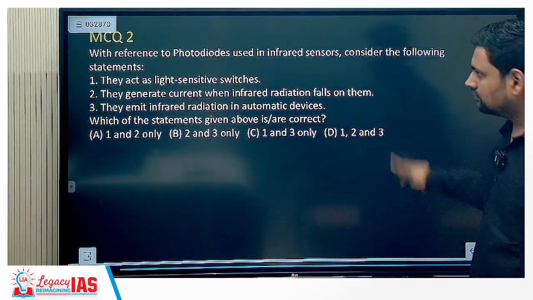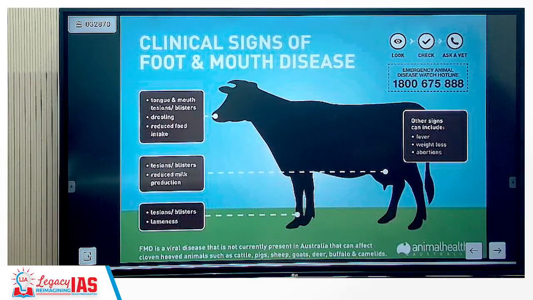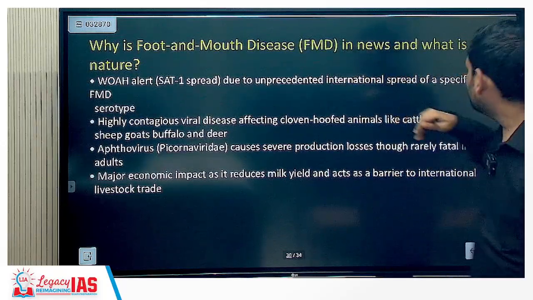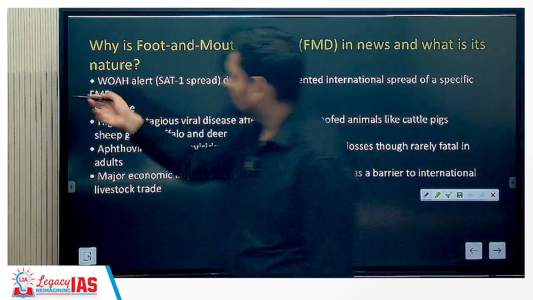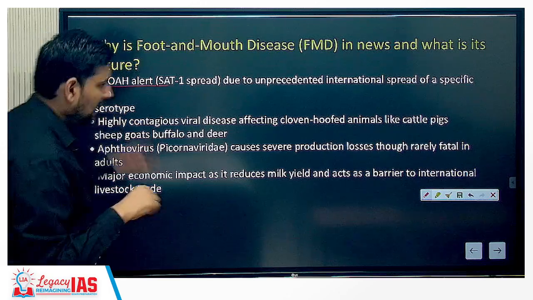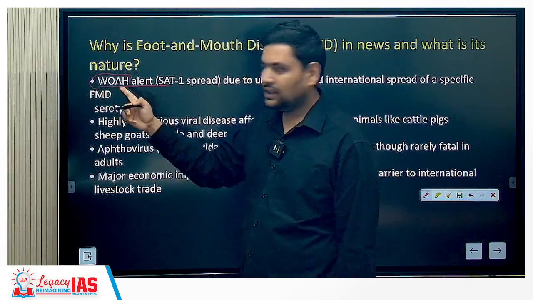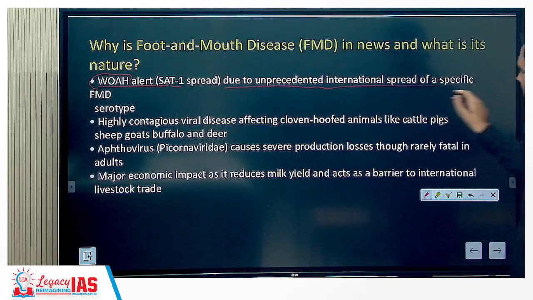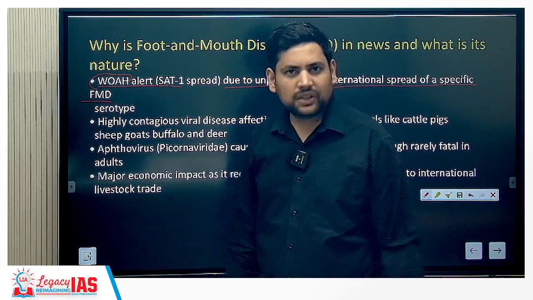Then last is about foot and mouth disease. Now why is foot and mouth disease in the news and what is its nature? Now see this. World Organisation for Animal Health. This is not WHO. This is not a mistake. They have alerted due to the unprecedented international spread of a specific FMD, foot and mouth disease, mainly found in cattle.